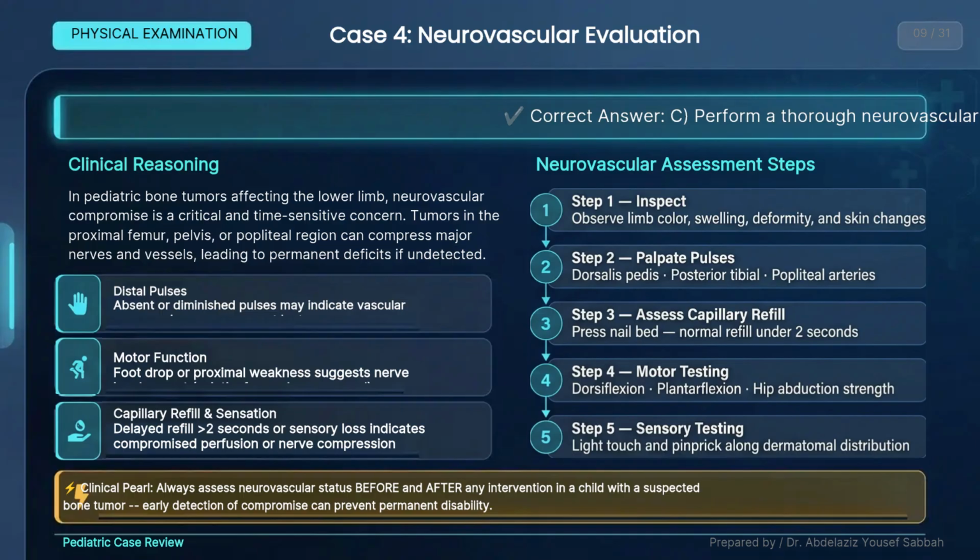Always assess neurovascular status before and after any intervention in a child with a suspected bone tumor. Early detection of compromise can prevent permanent disability.